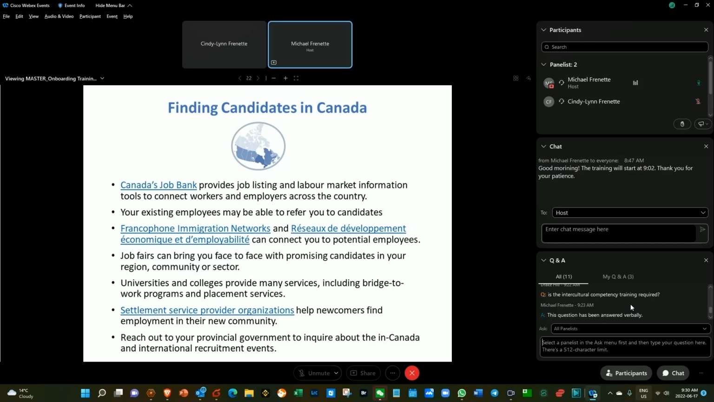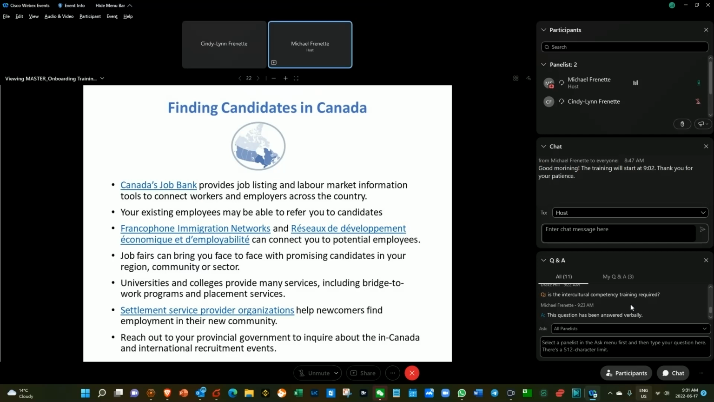But often, employers are able to find global talent right here in Canada. There are pools of internationally trained workers, and many with Canadian education and work experience. Canada's Job Bank is a free and easy to use bilingual website that provides job listings and labor market information tools to connect workers and employers across the country. So that's a great resource. Your existing employees may also be able to refer you to a candidate. There are several networks, such as the Francophone Immigration Network and the Réseau de Développement Économique et d'Employabilité, that can connect you to potential candidates in your region.